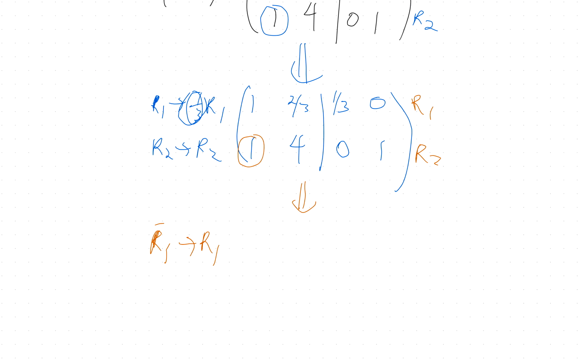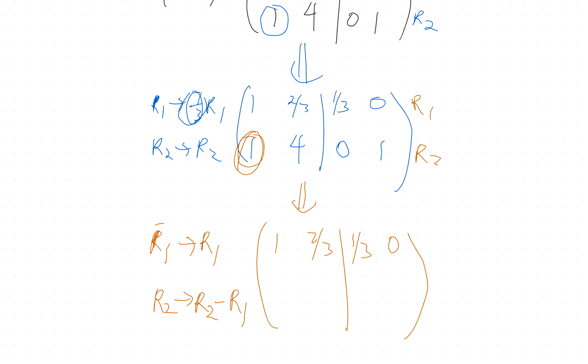And then the new row 2 is going to be the old row 2 minus the old row 1, so that this can be 0. So the old row 1 is 1, 2 over 3, 1 over 3, 0. Then the new row 2 will be 1 minus 1, 0, right?